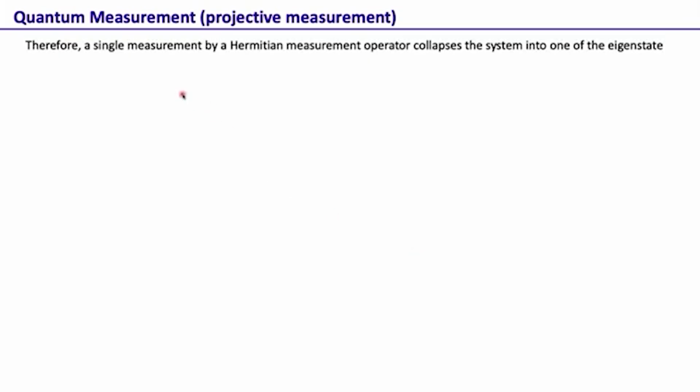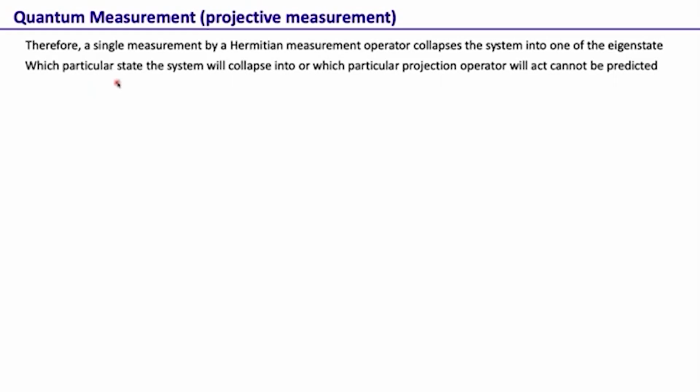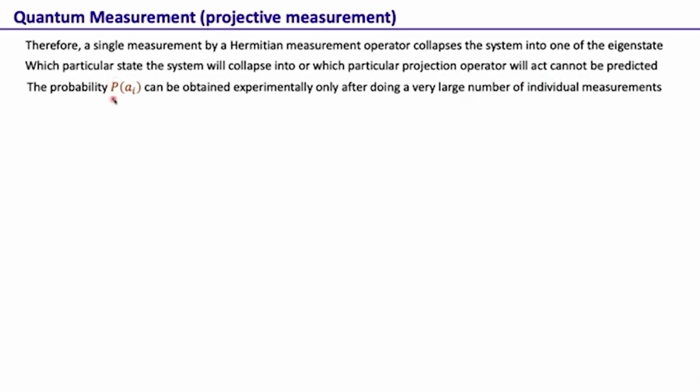Okay, so what we have seen so far is that a single measurement by a Hermitian measurement operator collapses the system into one of its eigenstates. Which particular eigenstate or eigenket the system collapses into, or which particular projection operator does the action, that cannot be predicted. What we can have is just the probability, but in order to actually get these probabilities P(AI) for getting the eigenket AI, this can experimentally only be obtained by doing a very large number of individual measurements. In one measurement the system just collapses, one cannot find this probability, but in order to get this probability one needs to do a large number of measurements.